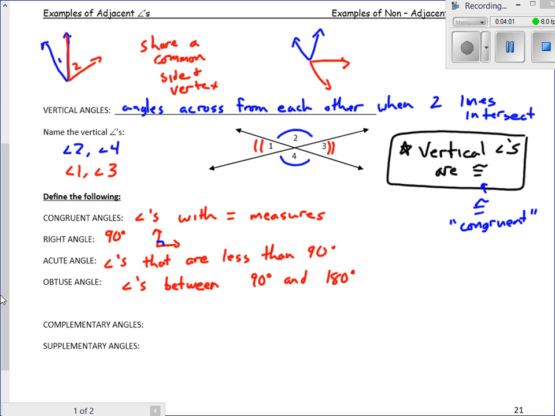Right. Complementary would be two angles that sum to 90 degrees. Best way that I can remember that one is that complements are always the right thing to give. And when I hear the word right, I think of that 90 degrees. Supplementary will be two angles that sum to 180.